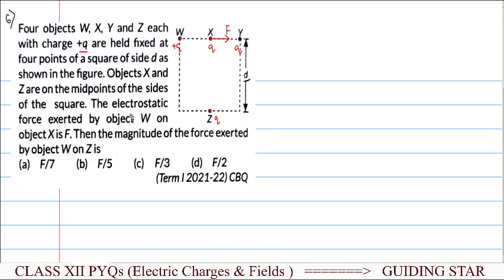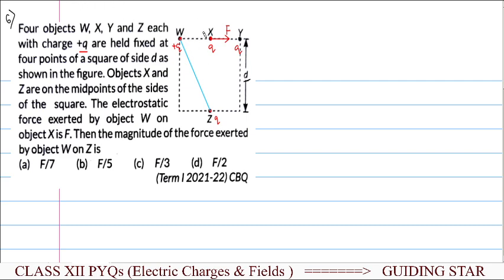And the second question is: what is the magnitude of the force exerted by object W on Z? This object W has charge plus Q, and this particular Z has charge Q. So in this case we first need to find the distance of separation between these two charges. Clear? So what will be the distance of separation between these two charges?